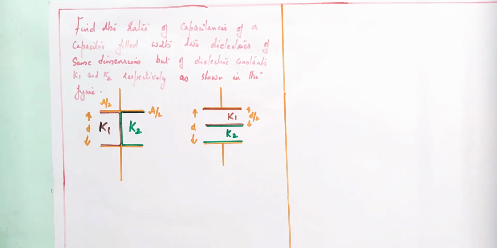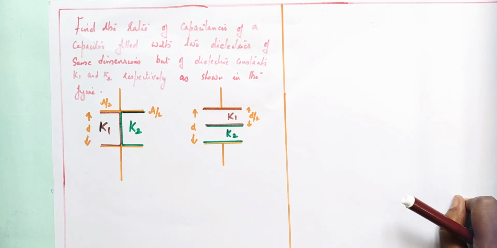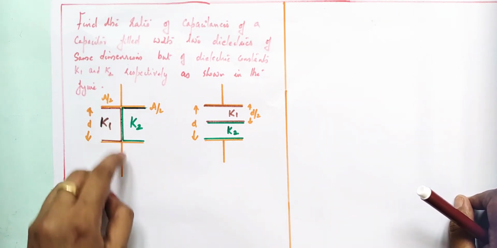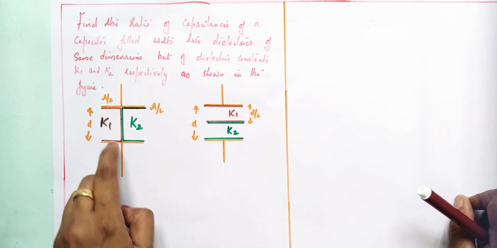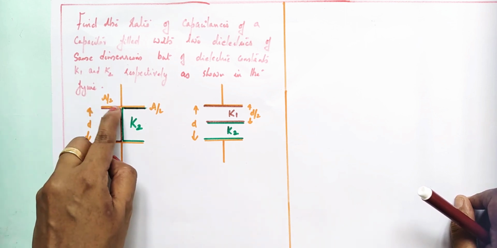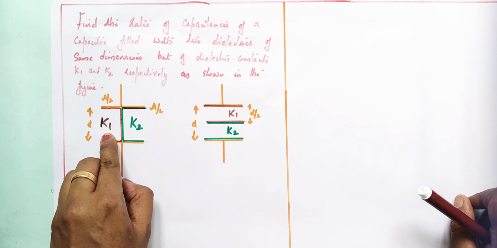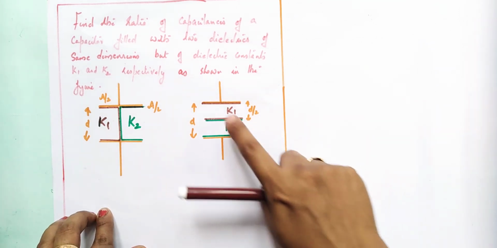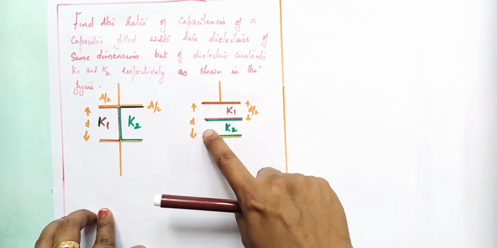Then come to the second question. Find the ratio of capacitance of a capacitor filled with two dielectrics of the same dimensions but of dielectric constants K1 and K2 respectively, as shown in the figure. So two capacitors are given here. In the first figure, this area is filled with the dielectric material of dielectric constant K1, then here K2.